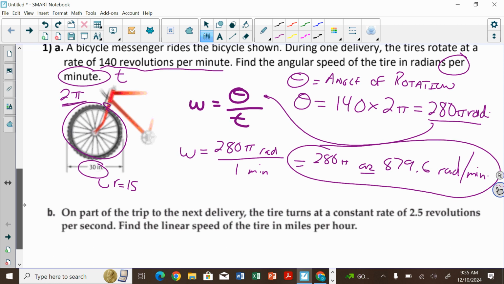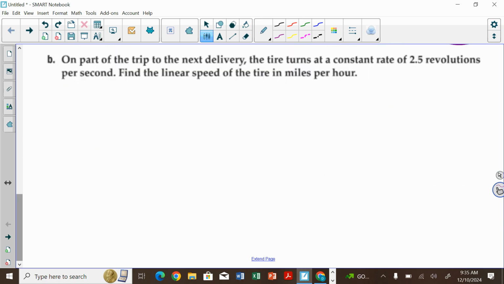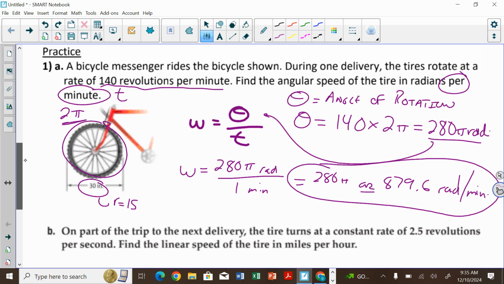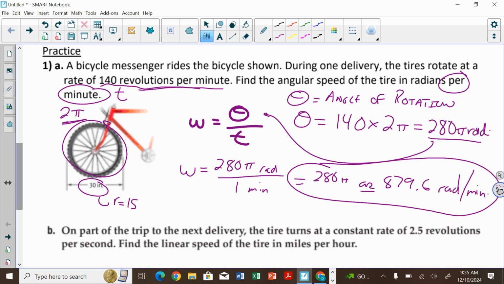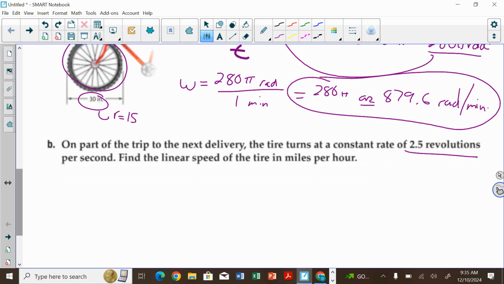All right, going to part B. On part of the trip of the next delivery, the tire turns at a constant rate of 2.5 revolutions per second. So a little bit different. This was 140 revolutions per minute up here. Now we're talking 2.5 revolutions, but per second. And now we want the linear speed of the tire in miles per hour. So lots to unpack here.